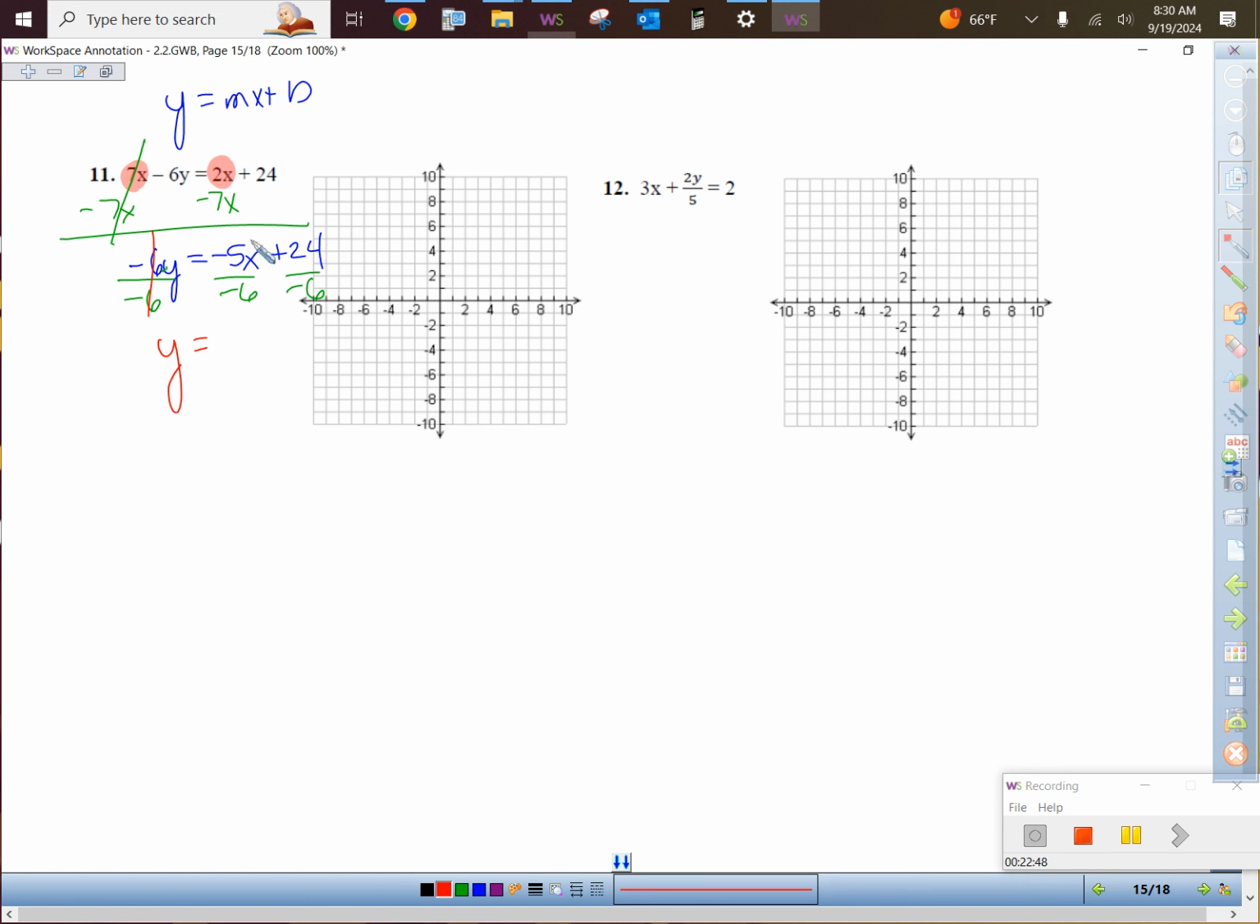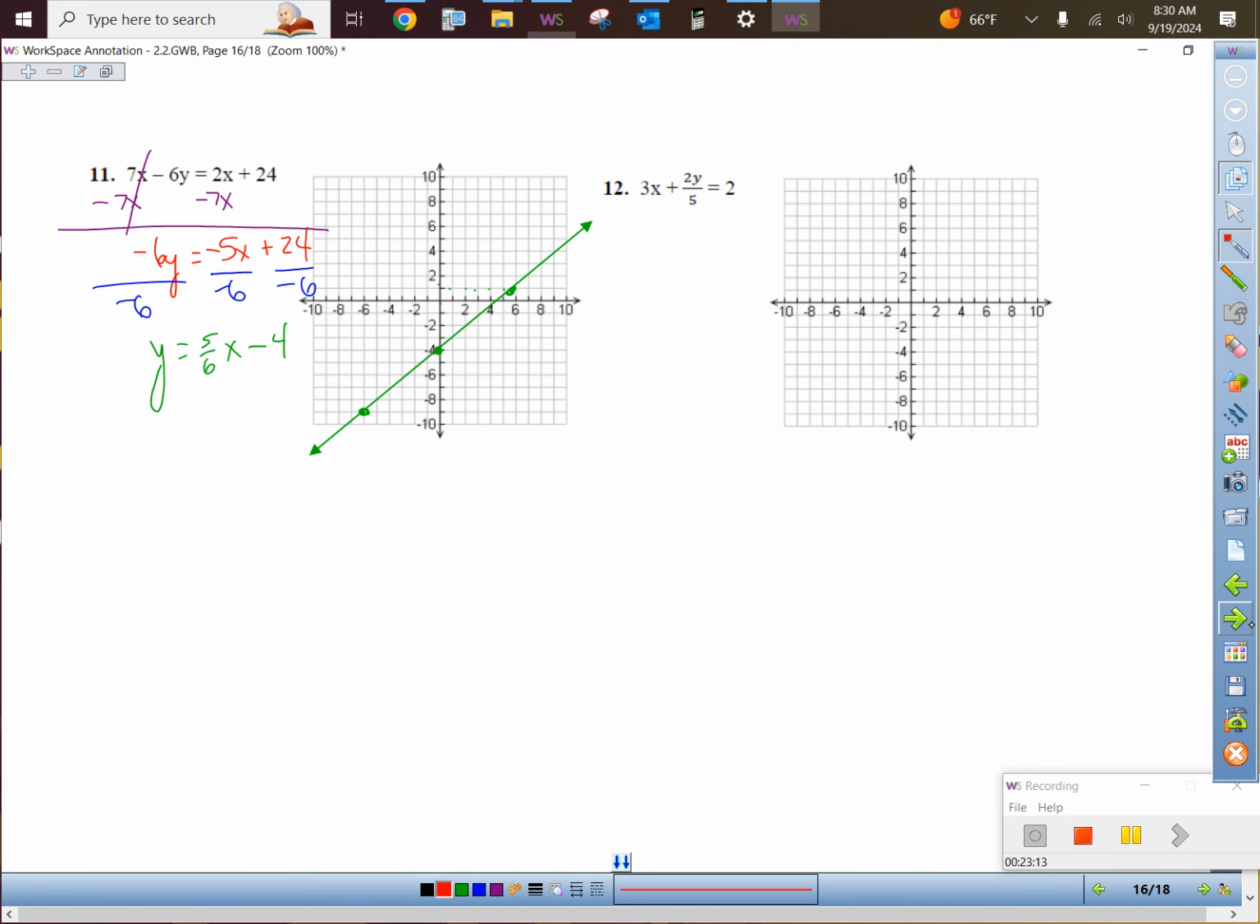And, oh man, does this orange thing simplify? Negative 5 over negative 6. Does it simplify? To what? Positive 5 over 6, right? So the numbers themselves don't simplify, but the signs do. 5/6 x minus 4. And then we can graph that guy.